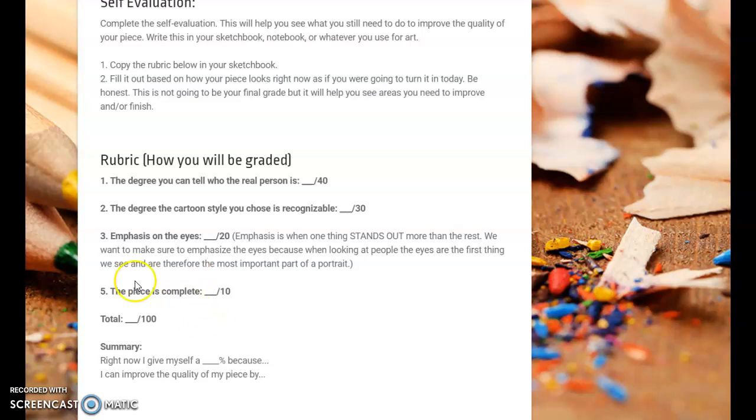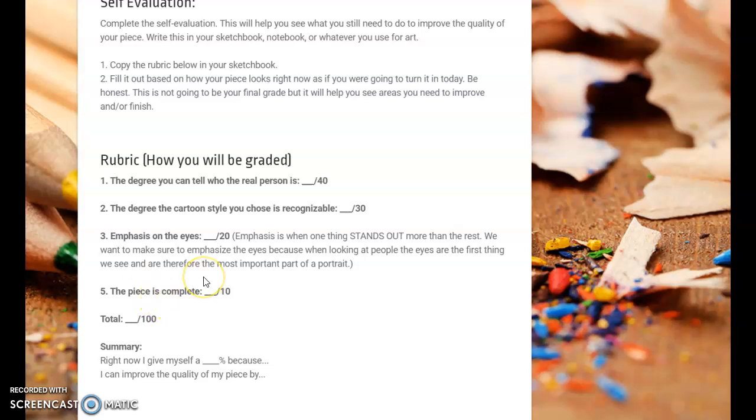And then the 5th one is that the piece is complete, and that's out of 10 points. So again, finishing your artwork is very, very important. Most everybody in class should have a 0 out of 10 right now because you're not done. If you feel like you are, I want you to look and see what could you do to make it better. Not like, is this good enough? But what could I do to make it the best I could possibly do? Okay, so think about that.